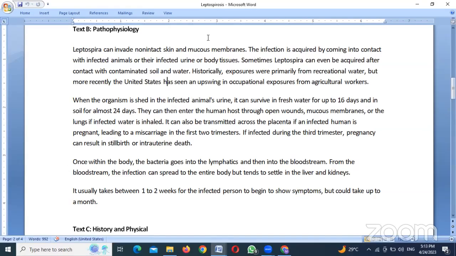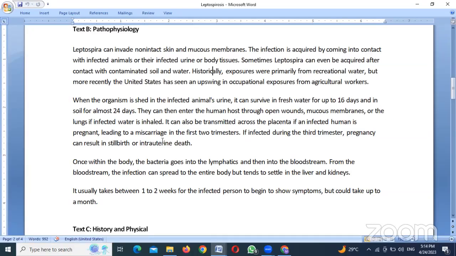So quickly, pathophysiology: what is the process of this infection and how it spreads. We will just quickly read, skim and scan. Leptospirosis can invade non-intact skin and mucous membranes. This means contact, exposure, historically water. The organism is shed in infected animal urine, and it can survive there for 16 days.